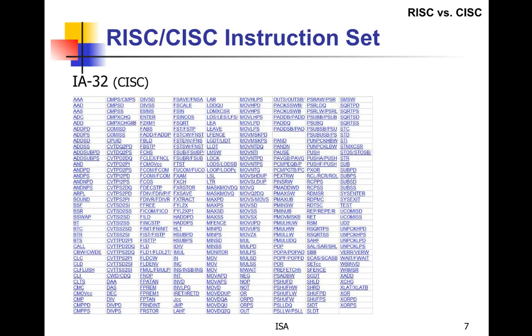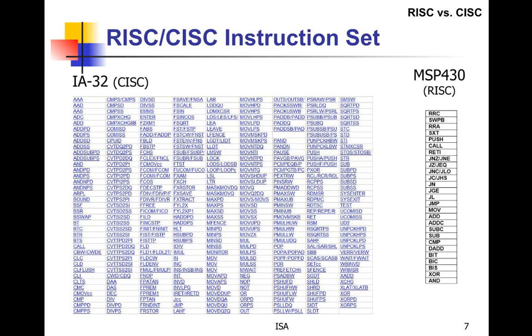So here's the IA32 complex instruction set. You can see quite a few instructions there. Here's the MSP430. It's a reduced instruction set. You can see just a few instructions there. There's the arithmetic instructions, the logical instructions, jump instructions, and the special instructions. So there's like 27 for the MSP430.